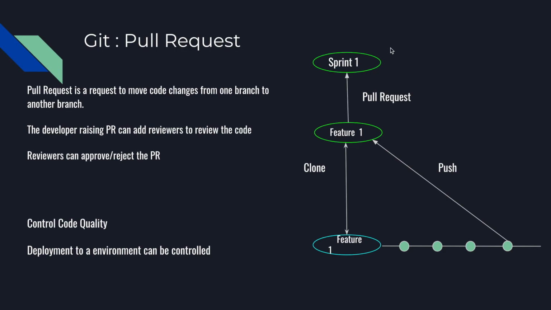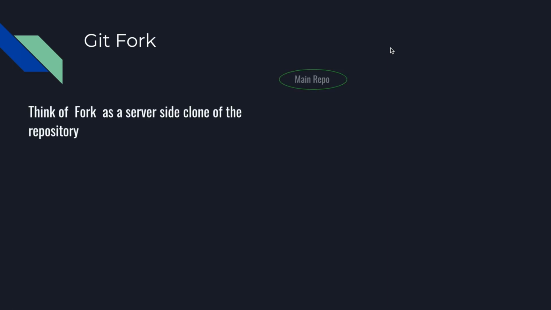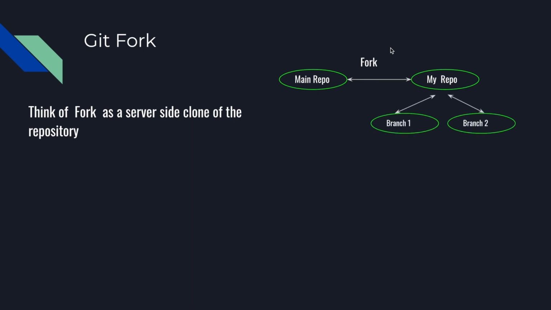Look at another Git command, fork. Fork is generally popular with the open source projects, allowing any developer to fork or replicate an existing repository for any changes related to a feature or a bug without needing to get permission to the main repository. You can think of fork as a server-side clone of the repository. Once the changes are done, the developer can raise the pull request to move the code from the forked repository to the main repository.